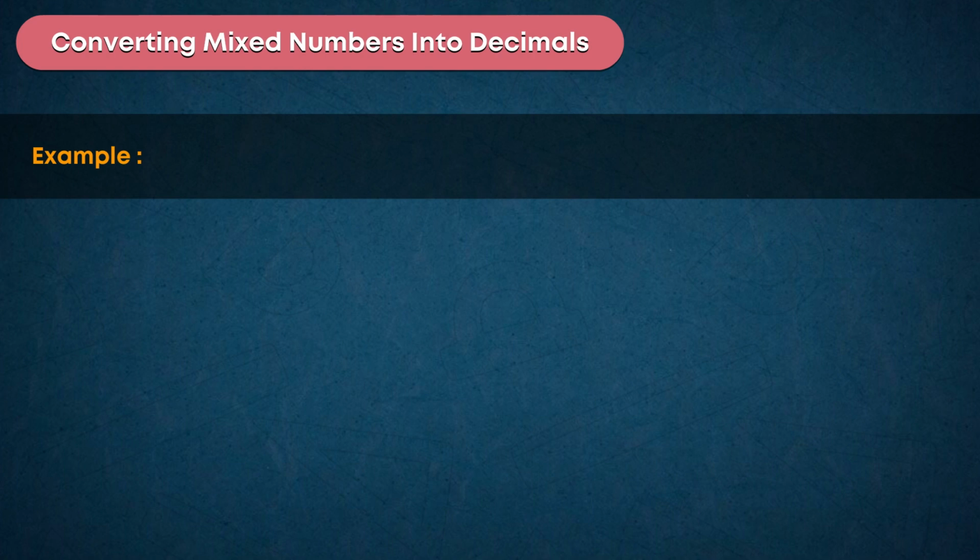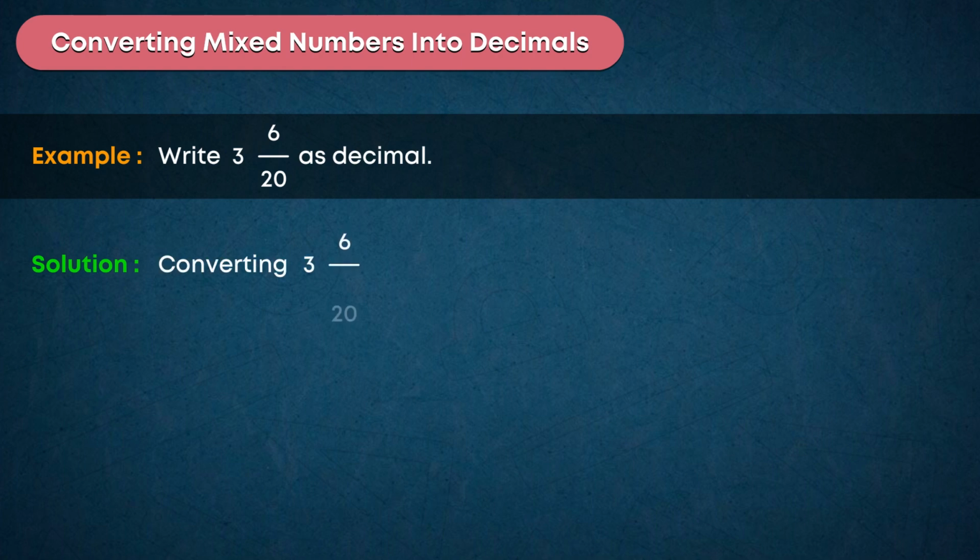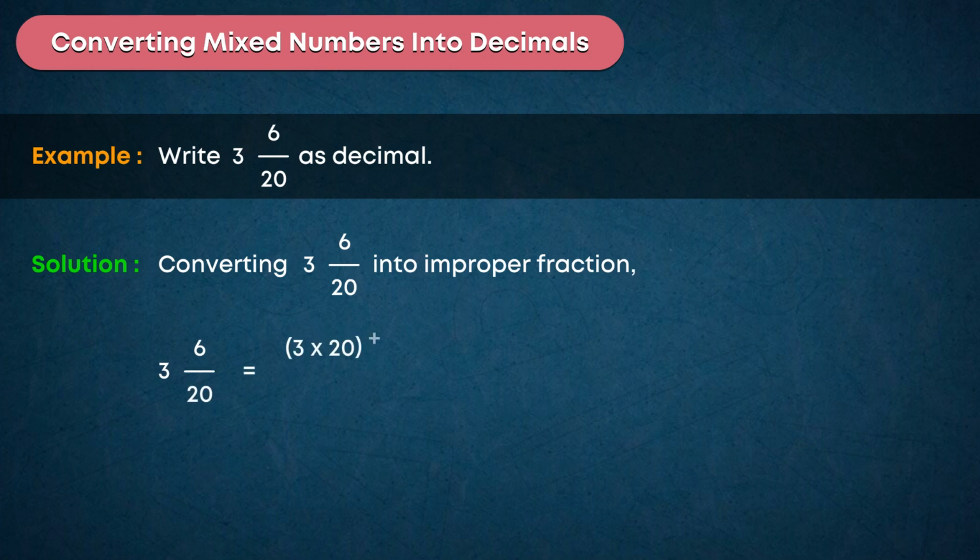Example. Write 3 and 6 by 20 as decimal. Solution. Converting 3 and 6 by 20 into improper fraction. 3 and 6 by 20 is equal to 3 into 20 plus 6 by 20 is equal to 60 plus 6 by 20 is equal to 66 by 20.